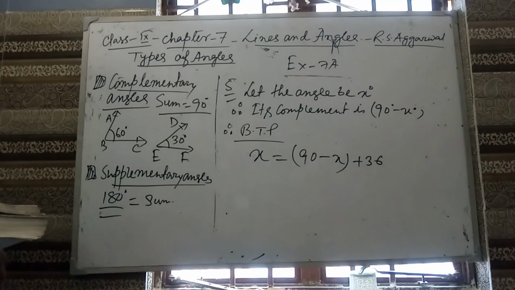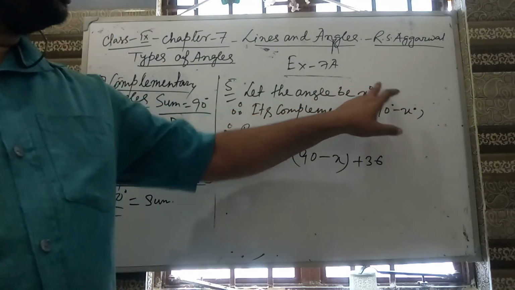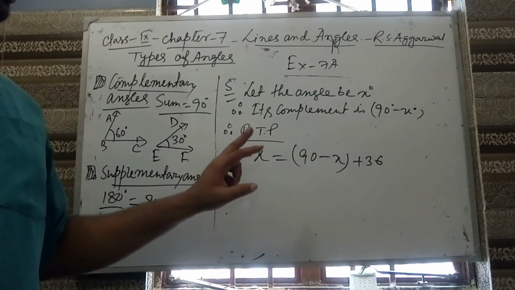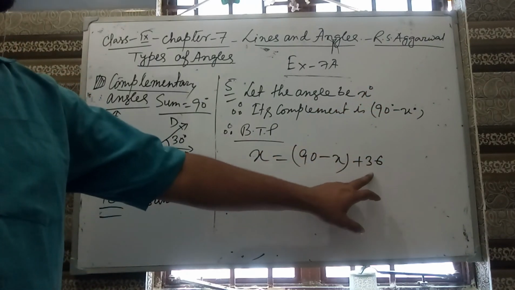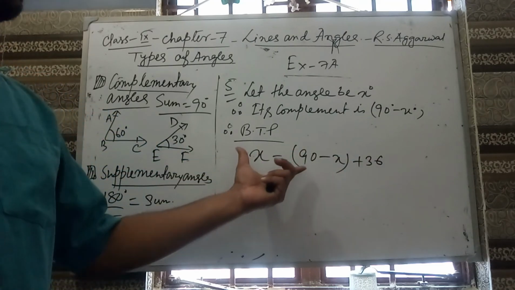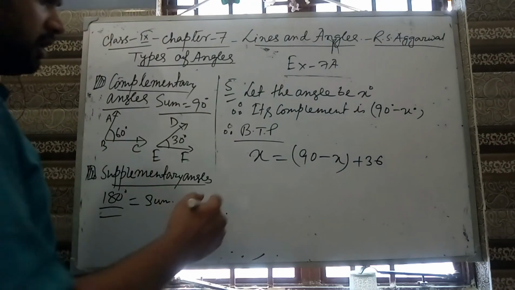Find the measure of an angle which is 36 degrees more than its complement. We have considered the angle x, its complement is 90 minus x. So by the problem, this angle is 36 degrees more, means plus 36 with its complement. So this is your equation. From that equation you have to find out the value of x.